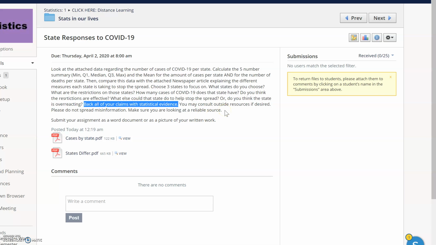Like I said, you can consult outside resources if desired, but please do not spread misinformation. Reading a tweet or seeing a post on Instagram about the coronavirus is not a reliable resource. So if you have an opinion, please make sure it is statistically sound and that you're not just randomly spewing things that you have no idea where you heard them from. Submit your assignment as either a Word document or a picture, again, just to this Schoology Dropbox.